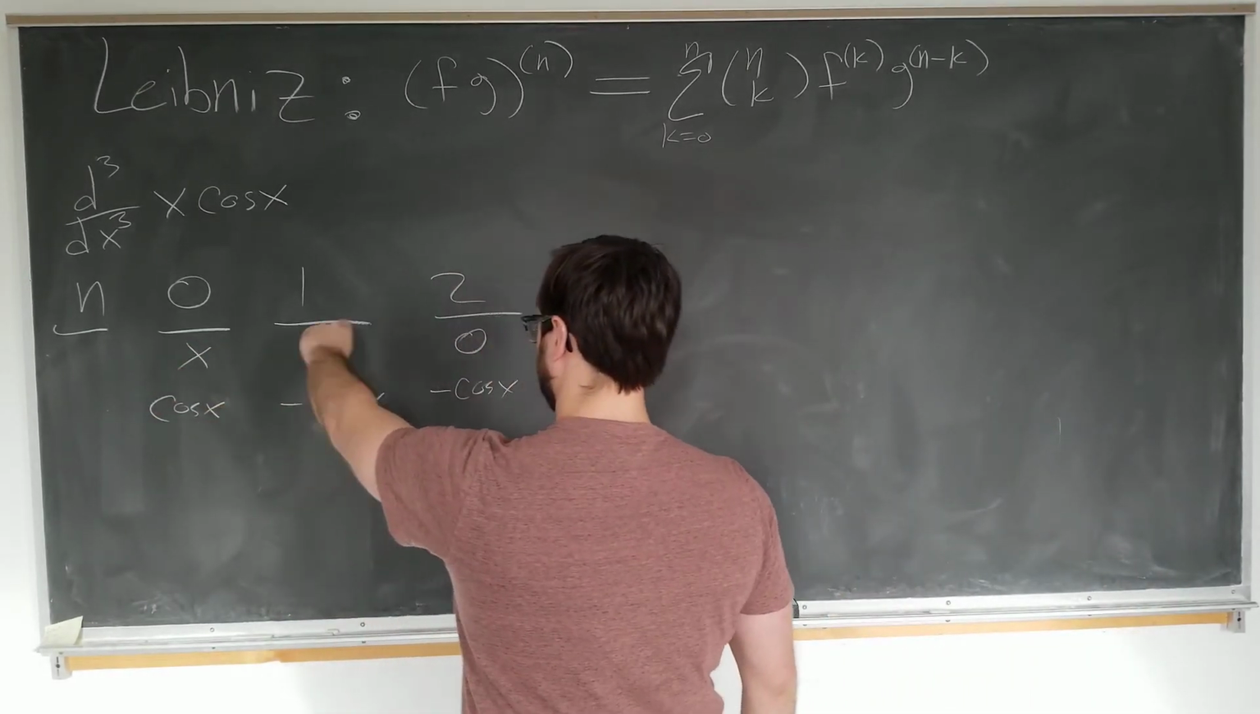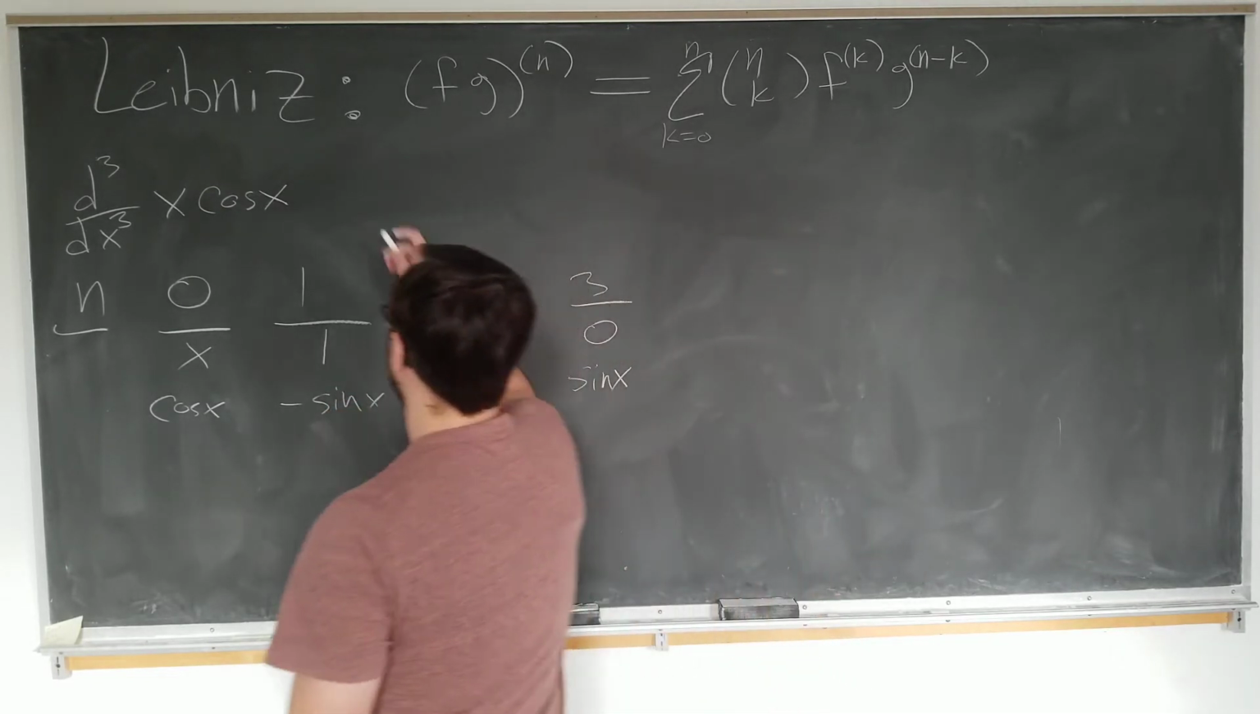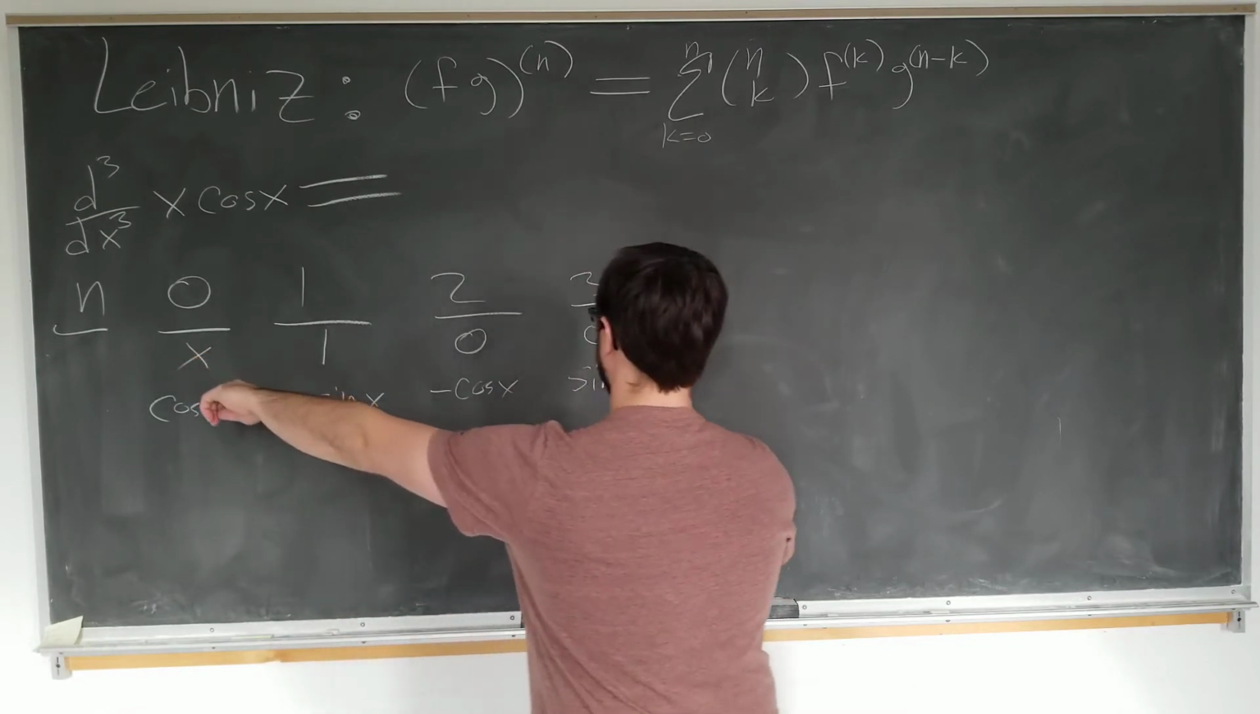Making sure I did this right. Sine goes to cosine. Yep, this is right. Okay. So we start at this end of the table. X sine x.